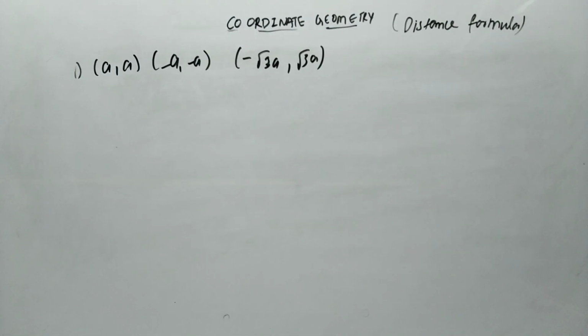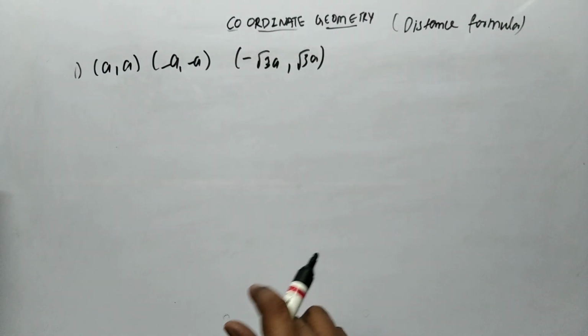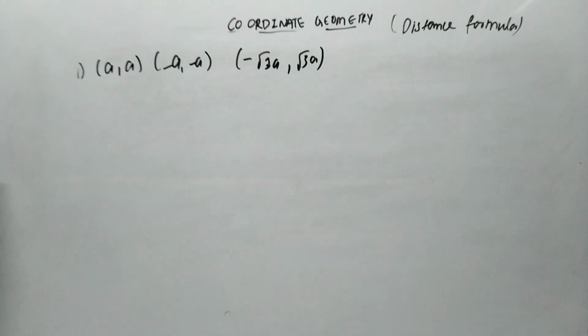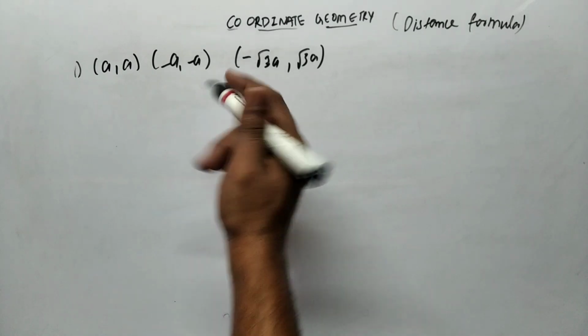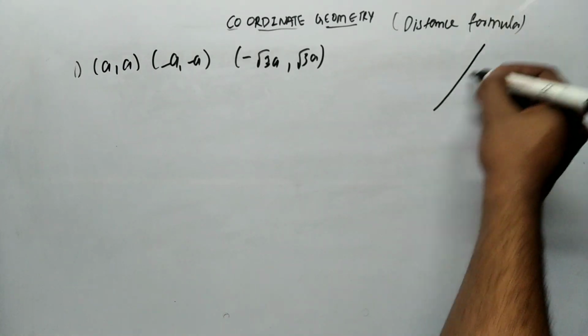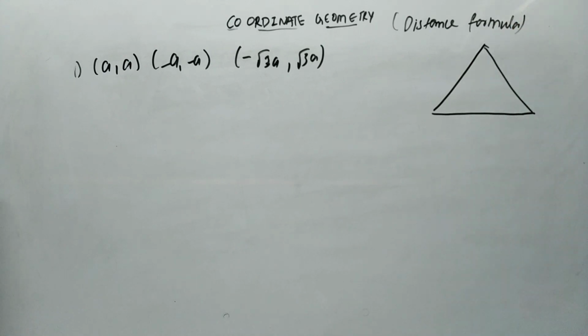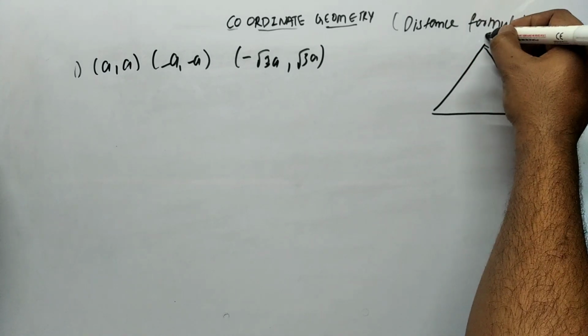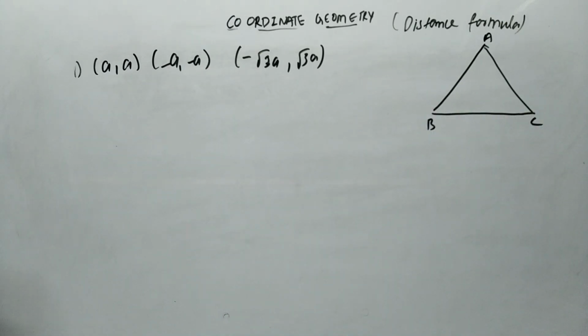Okay, so you need to prove that these 3 points are the vertices of an equilateral triangle. So what are the properties of an equilateral triangle? In an equilateral triangle we know that all the sides are equal. So A, B, C.